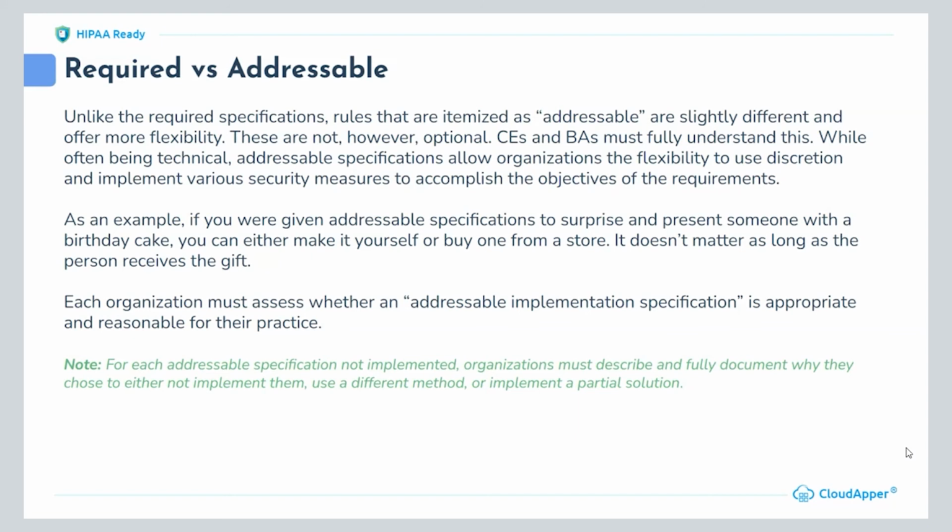As an example, if you were given an addressable specification to surprise and present someone with a birthday gift, you can either make it yourself or buy one from a store. It doesn't matter as long as the person receives the gift. Each organization must assess whether an addressable implementation specification is appropriate and reasonable for their practice. It is to be noted that for each addressable specification not implemented, organizations must describe and fully document why they chose to either not implement them, use a different method, or implement a partial solution.